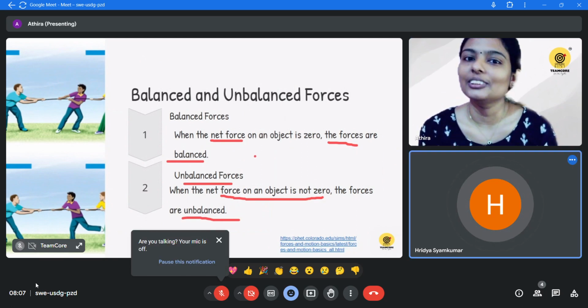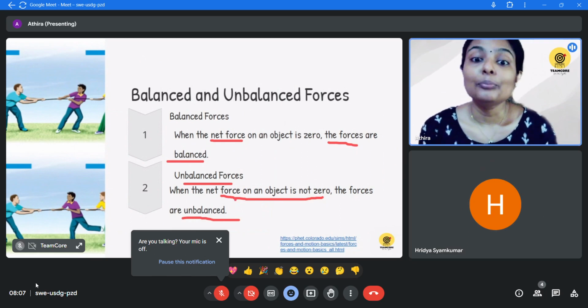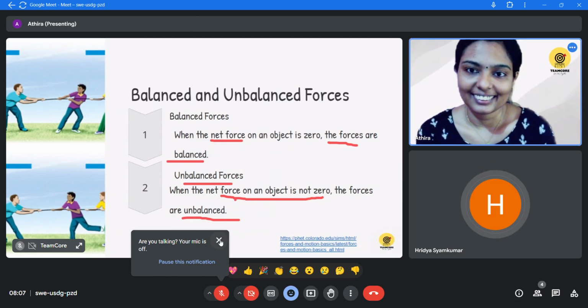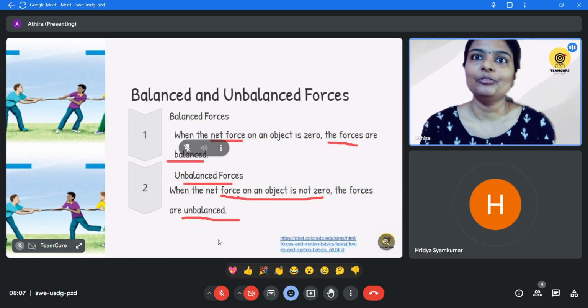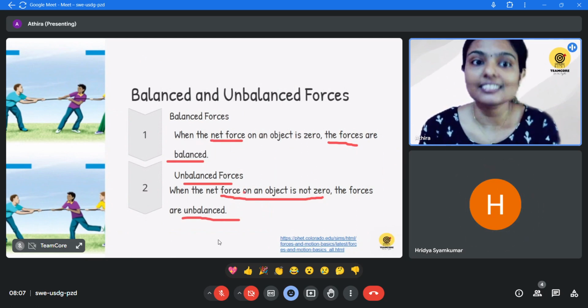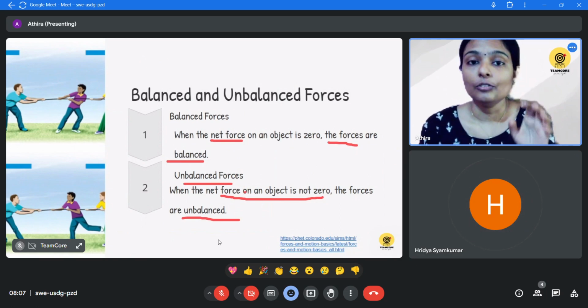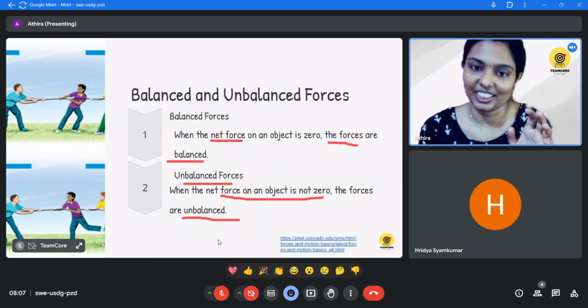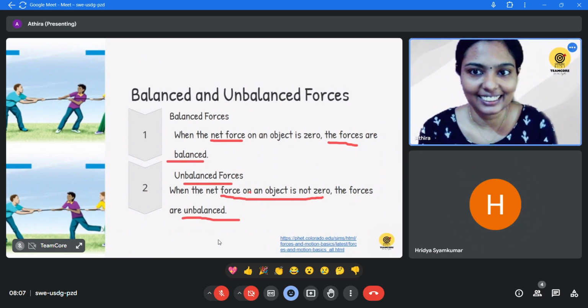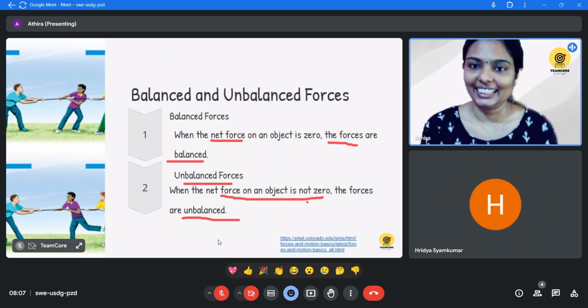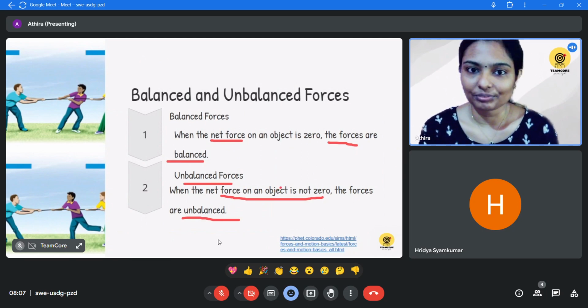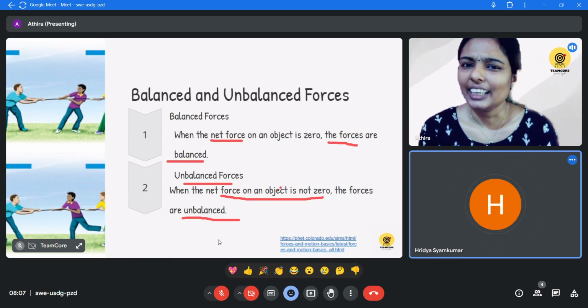No, balanced force cannot, but unbalanced force can. So we need to exert an unbalanced force. Suppose an unbalanced force is needed to change the motion of a body. Is it clear? Okay, very good. So we have learned about force in this class, right? Do you have any doubt?